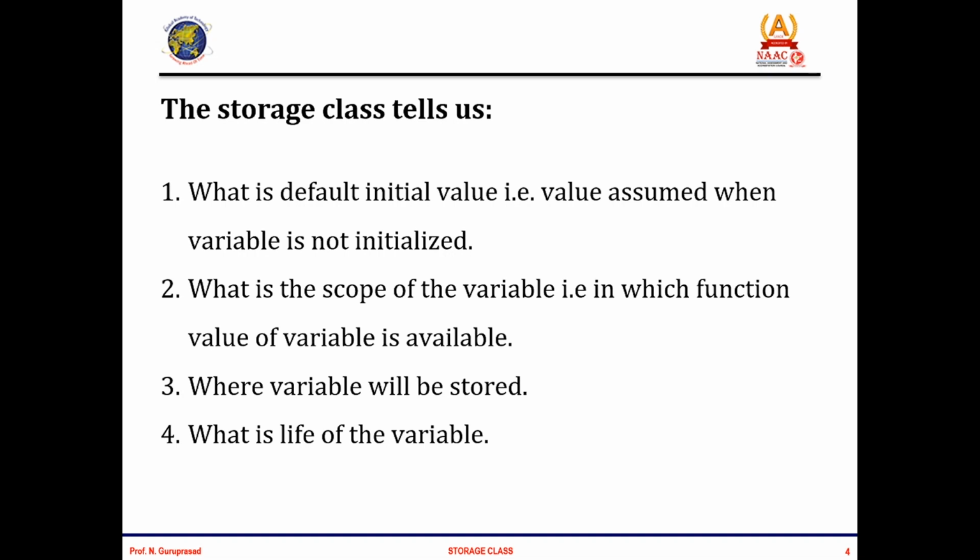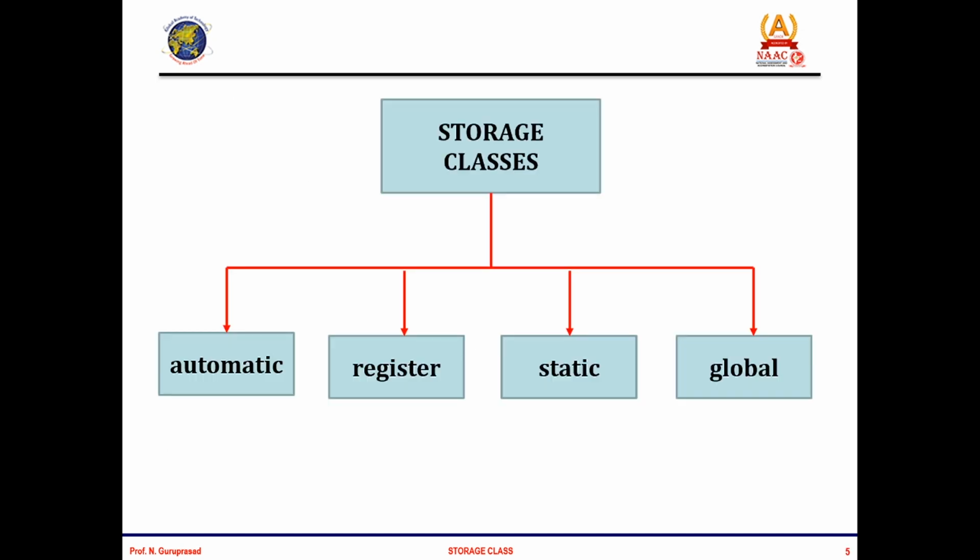So at the end of this particular video, you will be able to get the answers for all these four questions. Now, apart from answering these four questions, actually C supports four types of storage classes. First one is automatic, second one is register, third one is static, and fourth one is global. We are going to have a look at all these types of storage classes one by one, thereby getting the answers for the four questions that we have seen in the previous slide.